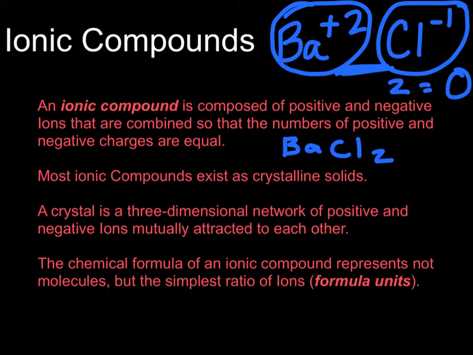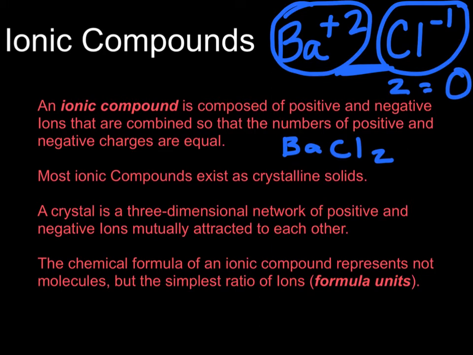Most ionic compounds are going to exist as crystalline solids. That's just a 3-dimensional shape where the positive and negative ions are attracted to each other. So again, keeping in mind magnets where opposites attract, you're going to have the positive end attracted to the negative end of another unit.